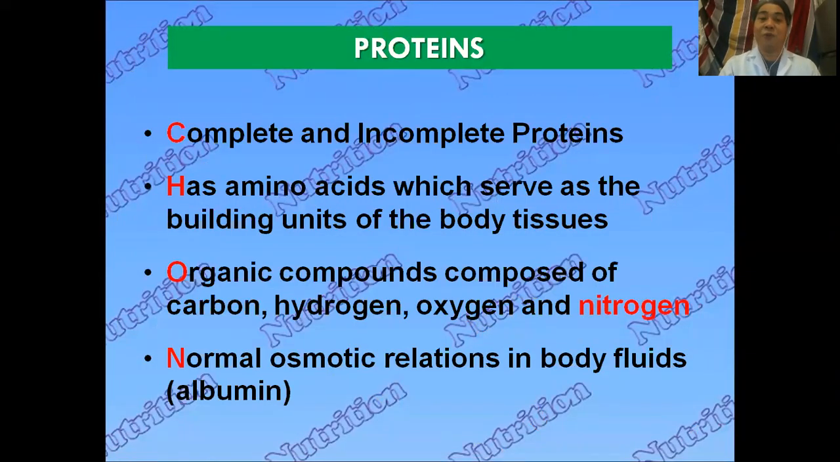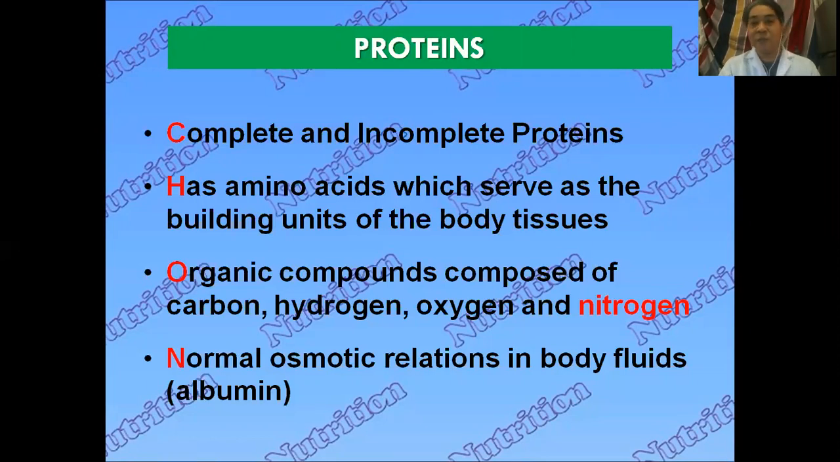Proteins. Proteins have complete and incomplete proteins. When we say complete, it is an animal source, and when we say incomplete, it is a plant source. For you to have a complete source of protein, you have to eat animal source. For you to have incomplete proteins, you have to eat plant source. For you to have complete from incomplete, you have to have 2 servings of incomplete proteins to have a complete protein.